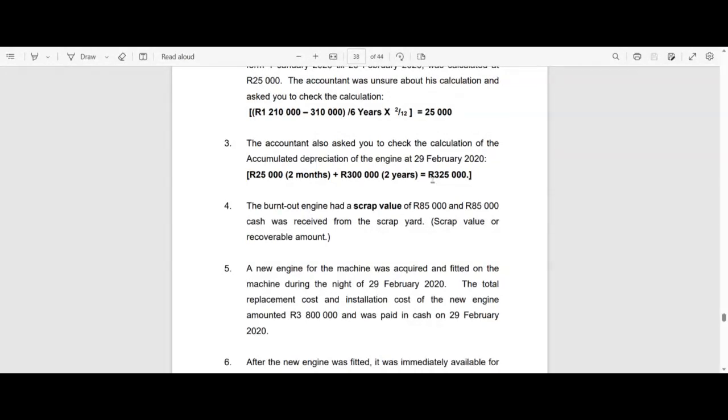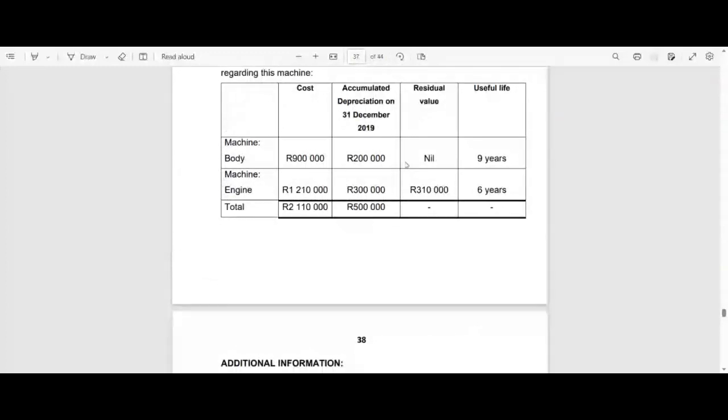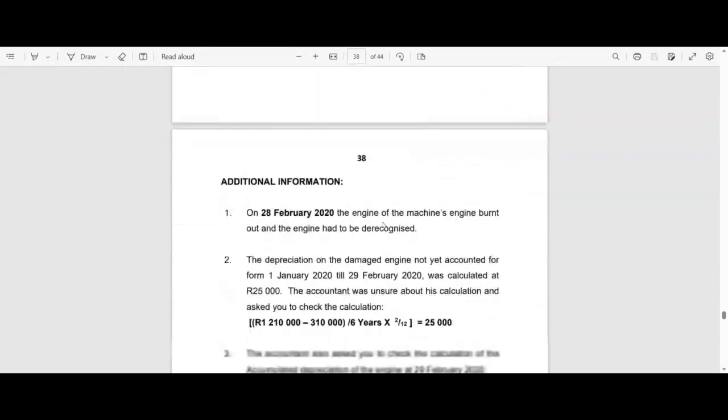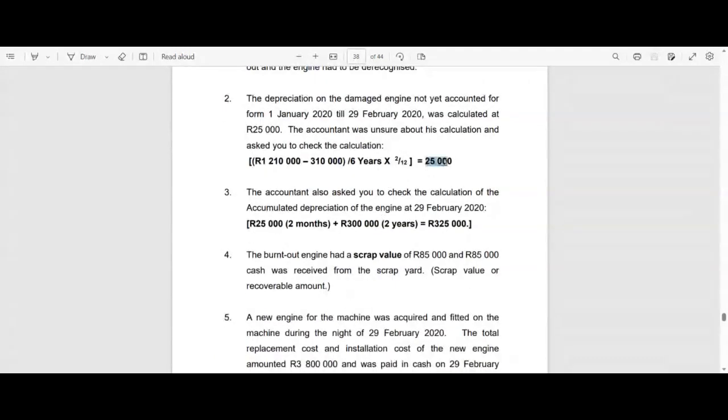Well, that is fairly straightforward. It's the accumulated depreciation at the beginning of this financial year, which is the same as the accumulated depreciation at the end of the last financial year. So it is 300,000 rands, and now we've depreciated it with a further 25,000 rands to bring the depreciation up to date. So on the date of derecognition of that engine, our total accumulated depreciation on the 29th of February is 325,000 rands.